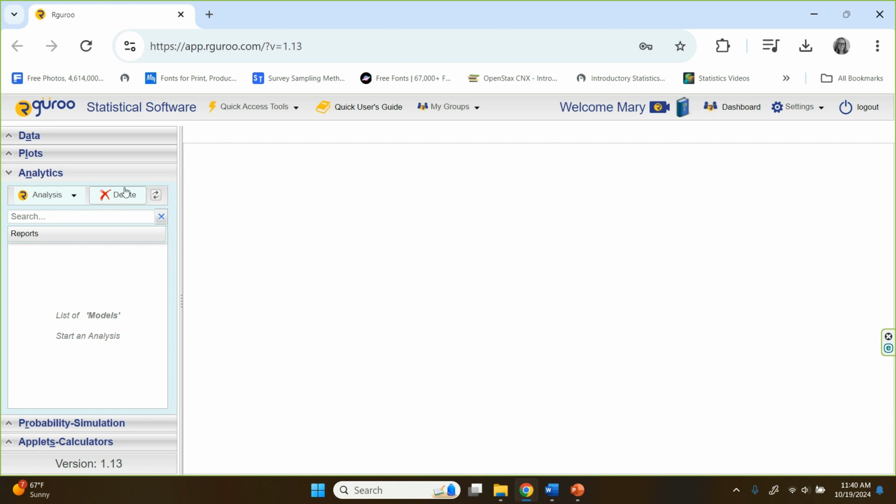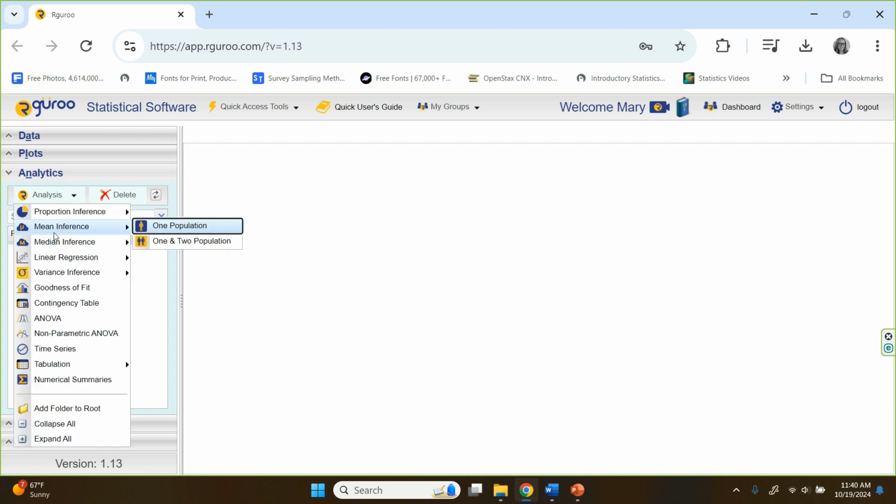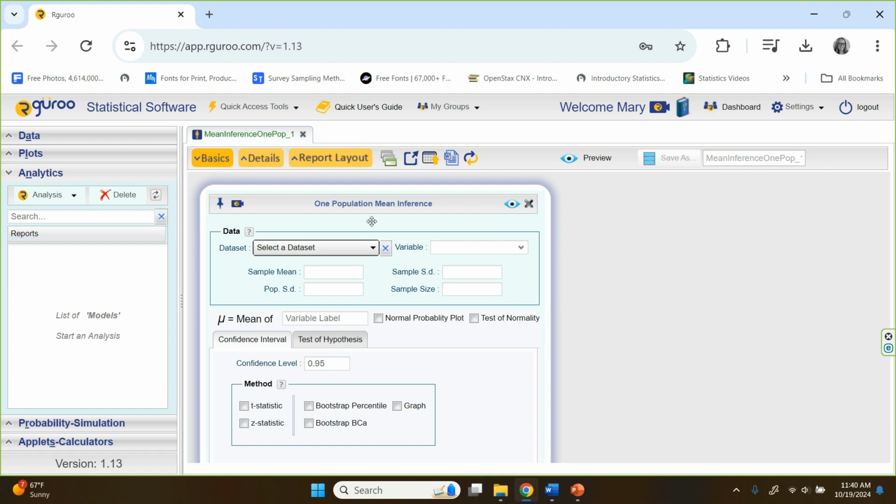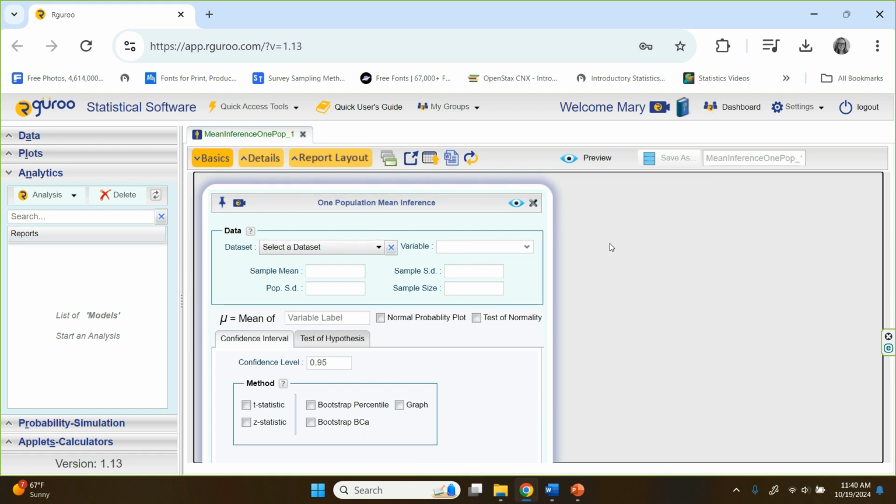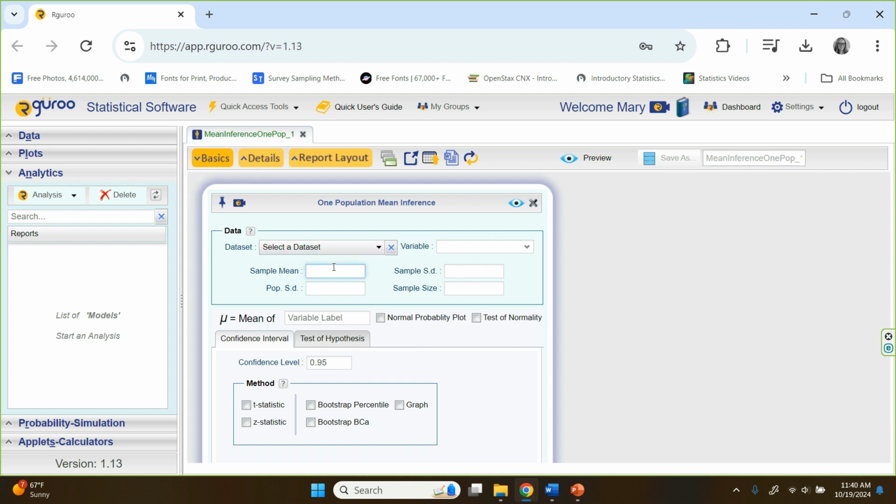Here we are. We're going to go to analytics. It's already open. Mean, inference, and one population. We get our pop-up box there that we're used to seeing, and we're going to start filling in what we know. So we had 23.45 for the sample mean. The sample standard deviation was 4.32. We did not get the population standard deviation, and we only had 10 in our sample.